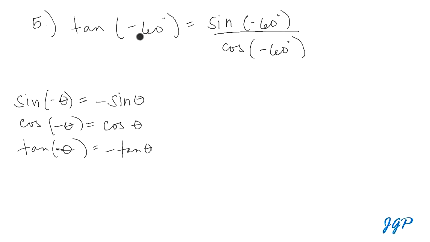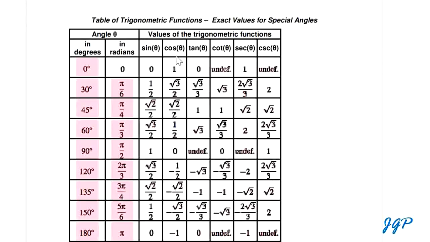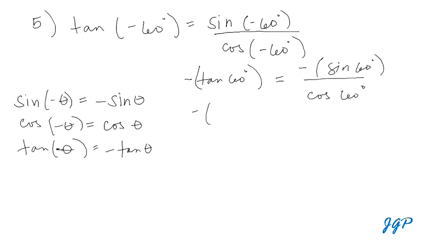Since this one is tangent negative 60 degrees, I can write it like this: negative tangent 60 degrees. So that I get a positive later. Is equal to, the numerator is sine, so negative times sine 60 degrees. And for the cosine, it is positive, so we have cosine 60 degrees. So, we have negative times tangent 60 degrees. Tangent 60 degrees is square root of 3.